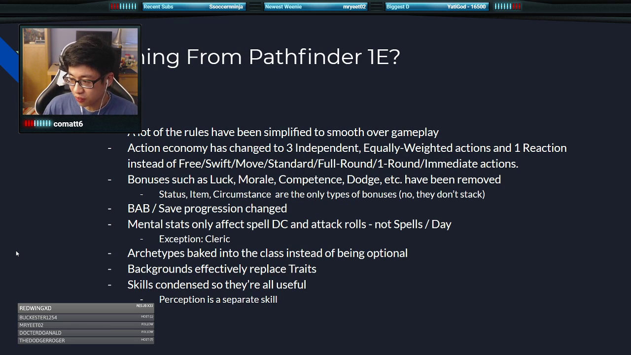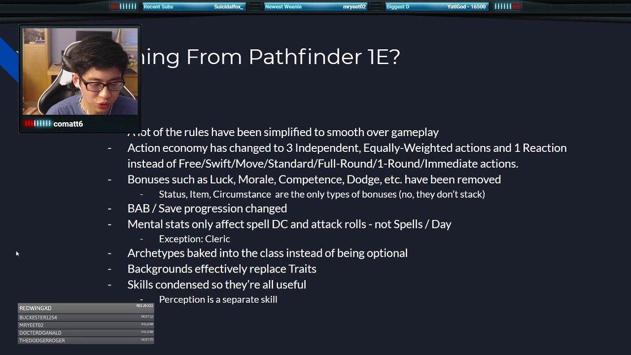So if you're coming from Pathfinder 1st Edition, there are a lot of differences between the two. A lot of these things have been done to smooth over gameplay, and as a result, it's going to feel a lot simpler in some respects. So in Pathfinder 1st Edition, the action economy works something like this. You had a certain number of free actions that you could take on your turn, or even out of turn, I guess. It was as much as the DM would allow.